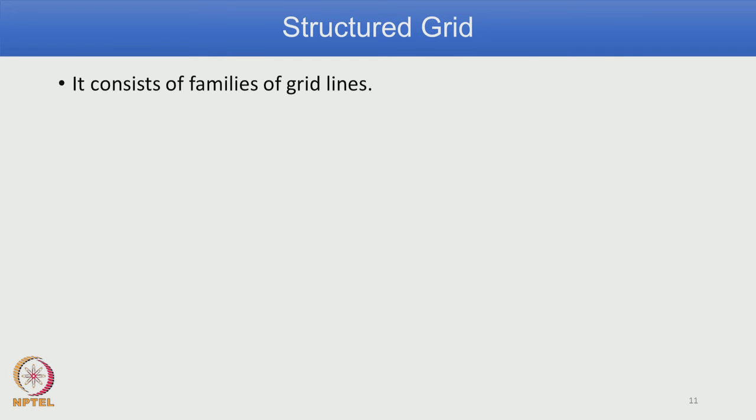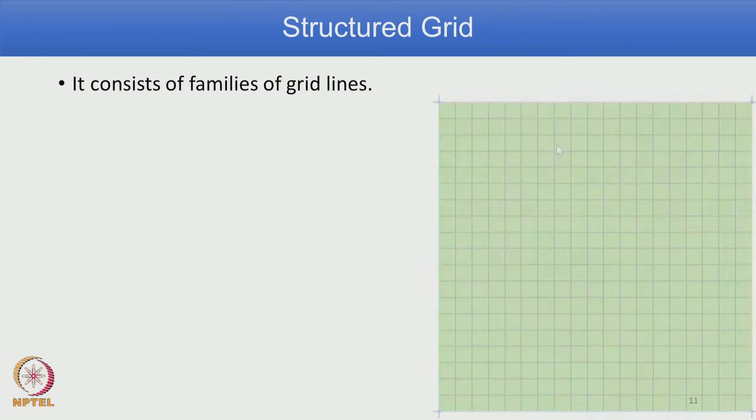So, we go to the definition of grid. We mentioned that once we define the computational domain, we need to generate a mesh including the geometry in the domain, and there are 2 classifications mainly. One is a structured grid, another one is an unstructured grid. We look into the definition of structured grid.